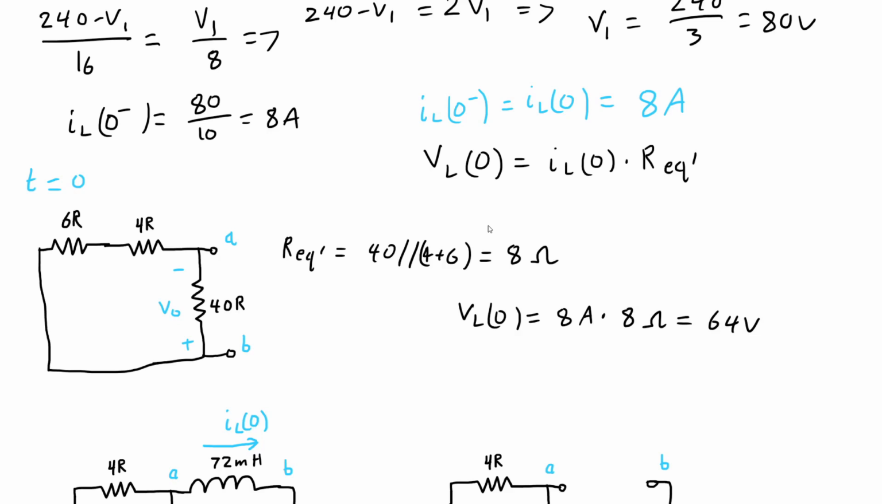Now another thing, the voltage across the inductor here is considered negative compared to the ground. It's not super important. I'm just going to say that the magnitude is 64 volts. Anyway, that's our VL0 we're going to need later to solve the differential equation.